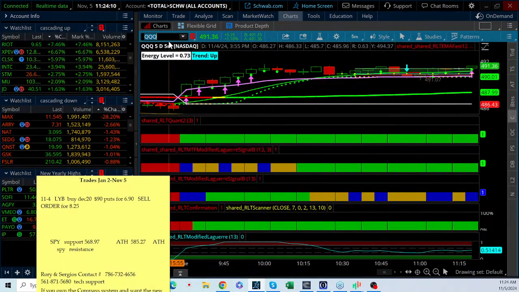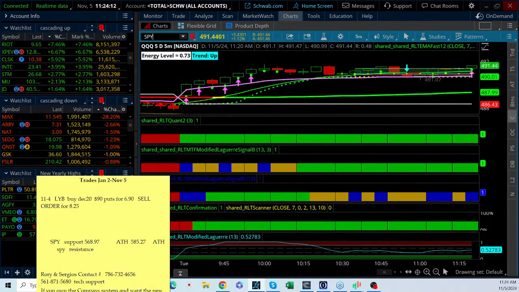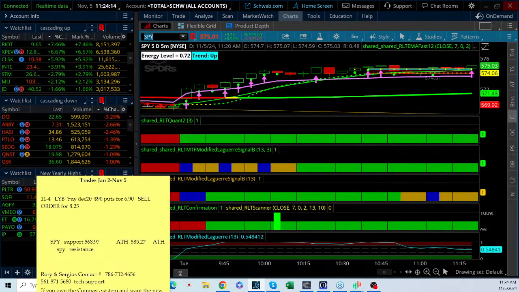VWAP holding okay here on the Qs. SPY holding the VWAP and starting to bounce a little bit here. SPY right at the 8, just below the 15 right now. So just watching the resistance on these indexes.